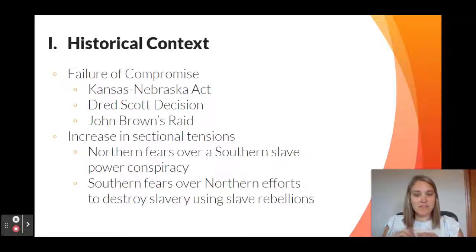Northerners feared even more that a slave power conspiracy was developing, that there were groups within and outside of government working to increase the possibility of slavery spreading not only into the Western territories, but also into the Northern territories that had previously been excluding slavery through the Louisiana Purchase and the Missouri Compromise. Southern fears over Northern efforts to destroy slavery using slave rebellion were reinforced with the Dred Scott decision and also John Brown's raid. So we see these sectional tensions only increasing throughout the antebellum years in the 1850s.